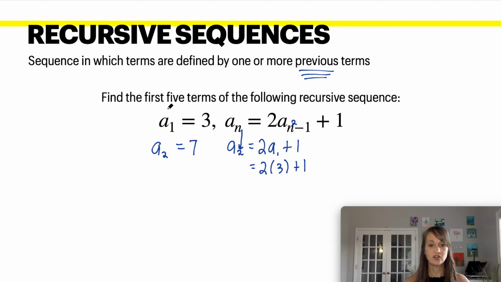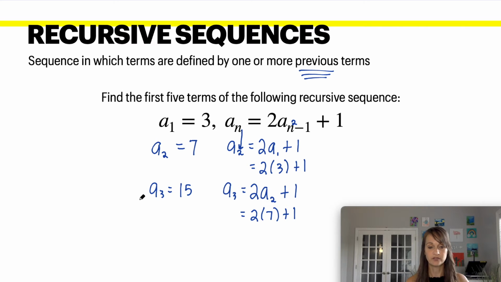So to find the third term, that means I'm writing a of 3. And that is 2 times a, and in this case, I am plugging 3 in for n. 3 minus 1 is 2, plus 1. So to find the third term, I'm going to multiply 2 times the second term, not 2 times 2, but 2 times the second term, and then add 1. Well, the second term was 7. So I'm actually inputting 7 here. So 2 times 7 is 14. 14 plus 1 is 15.